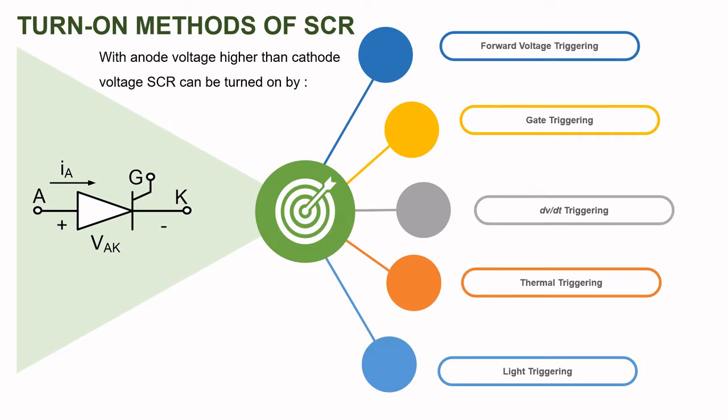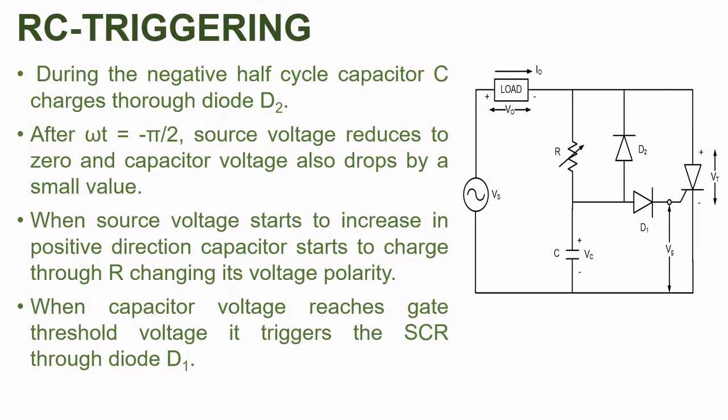Out of the turn-on methods of SCR, we are going to discuss the gate triggering method. In gate triggering method, here we are discussing the RC triggering circuit. So first of all, we'll see the complete overall process and then we'll go step by step how the circuit is changing.